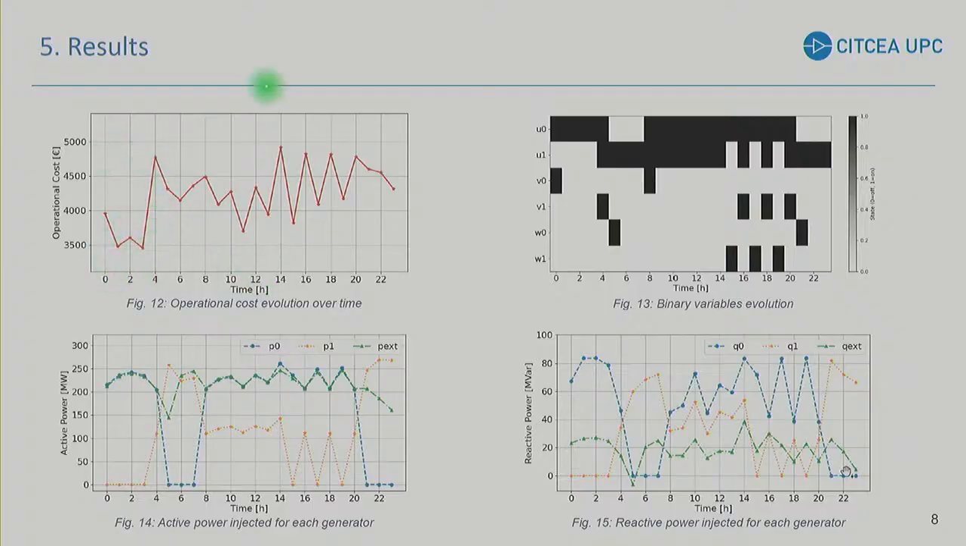Also, you can see here the results of the quantum process of all the states of the binary variables. For example, you can see that in hour 0, generator 0 is activated. It's active for 4 hours, then it's deactivated. Well, you can see all the evolution here. And finally, you can see the active and reactive power injections for every hour. So these are the main results that we have here connected to the quantum part.